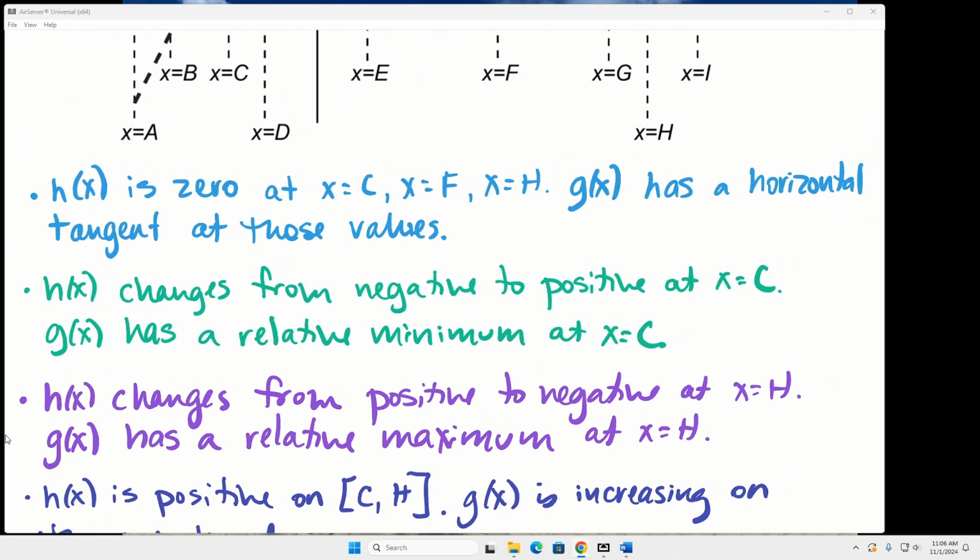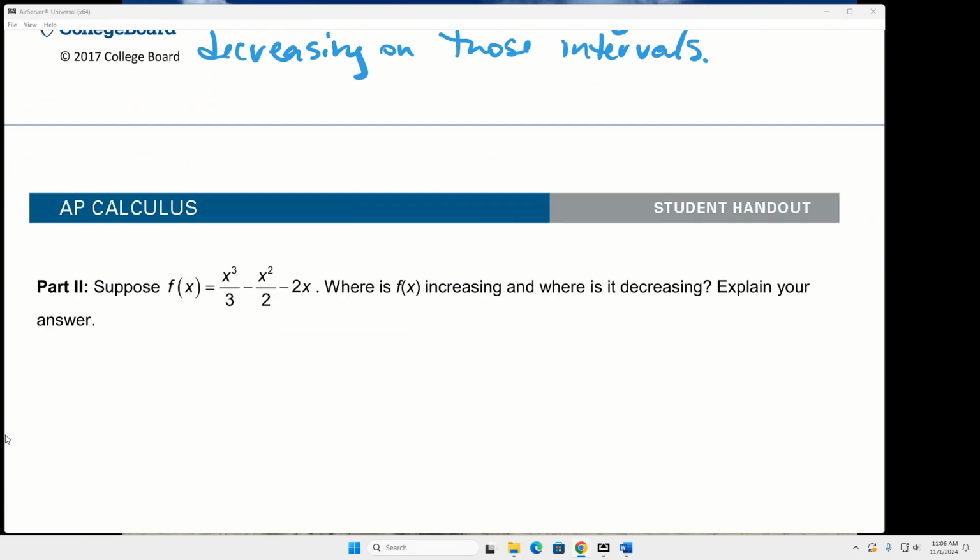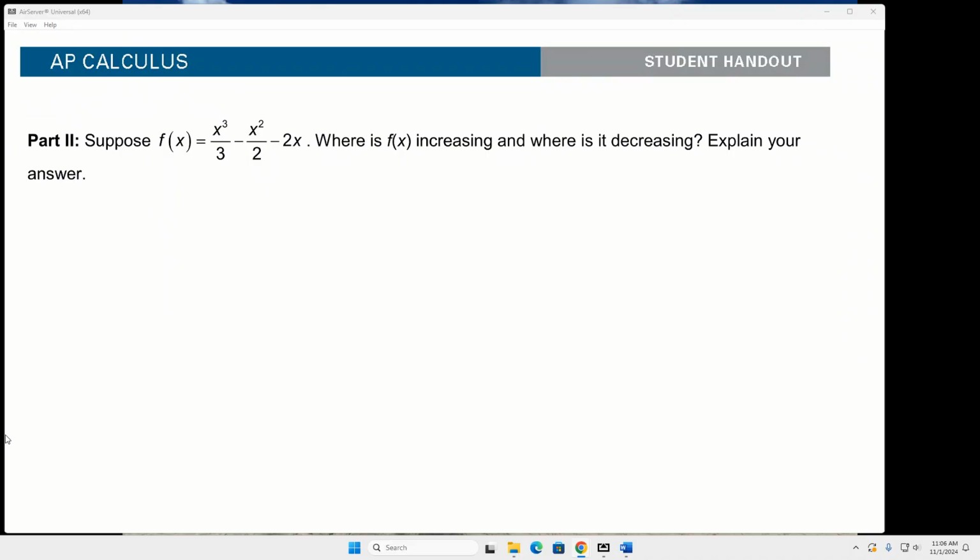So if your light blue one, if you left that out and you wrote that there were relative extrema at c and h, then you can write one more statement about that f. All right, any other questions? Okay, we're going to do part 2 together, and then the rest of the packet is going to be for you to do for your assignment.